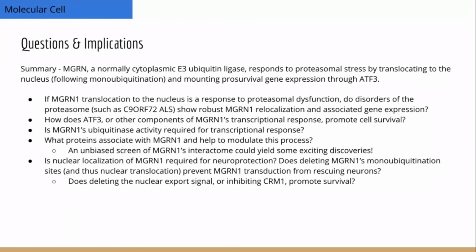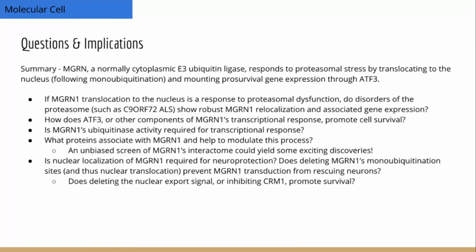But in the end, we should always be left with more questions than answers. And here are a few of my questions that I was left with at the end of this paper. If MGRN1 translocation to the nucleus is a response to proteasomal dysfunction, do disorders of the proteasome show robust MGRN1 relocalization and gene expression like we might expect? Throughout this entire paper, we've been discussing proteasomal dysfunction only in the context of MG132 inhibition, and MG132 does not inhibit the proteasome in disease.